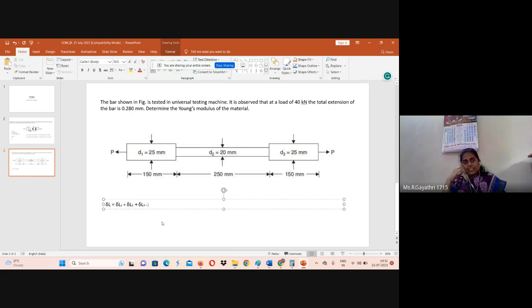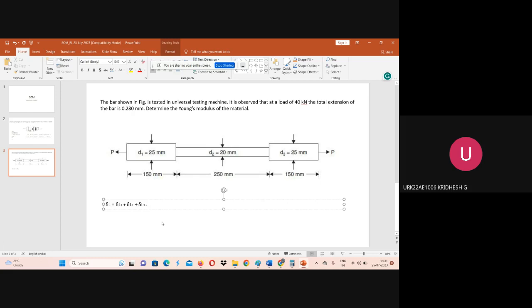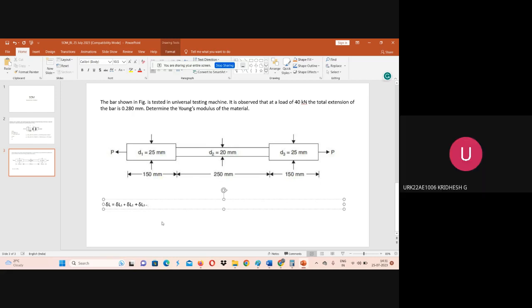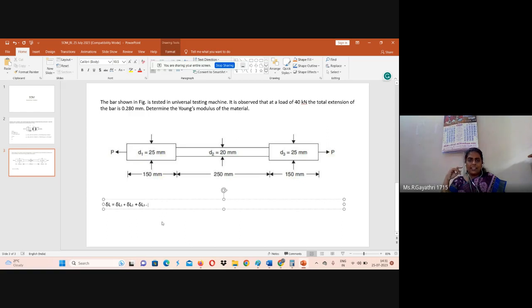Strain into length. Okay, you are correct, but here strain is another unknown. So we can try another equation. PL by AE, ma'am. Okay, PL by AE. Here load is common, so instead of P we can write L1, the first section length.